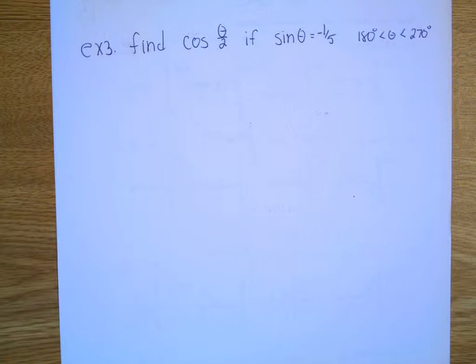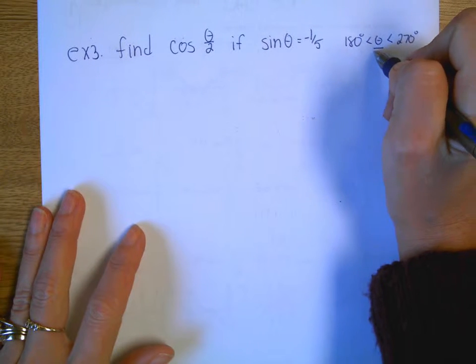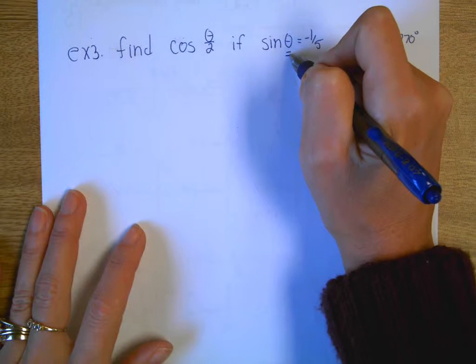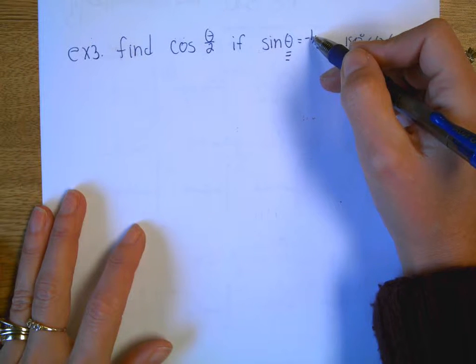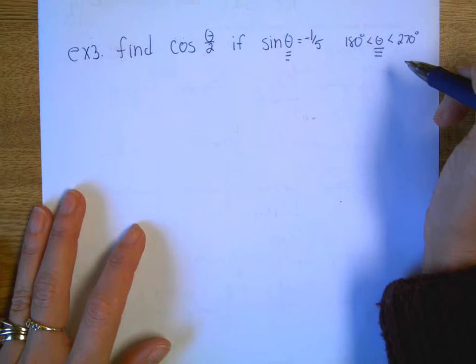Okay, first we gotta find out the quadrant. What quadrant is theta in? Obviously 3. Do I know anything about theta? I know that its sine ratio is negative 1/5. So can I sketch a triangle for angle theta? Yes, I can. Let's do that.